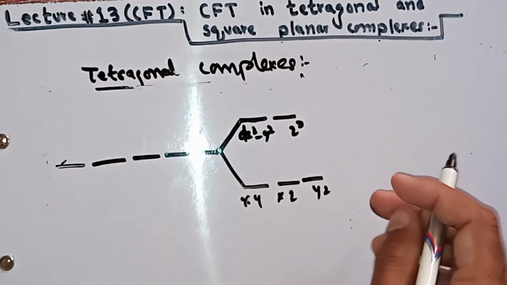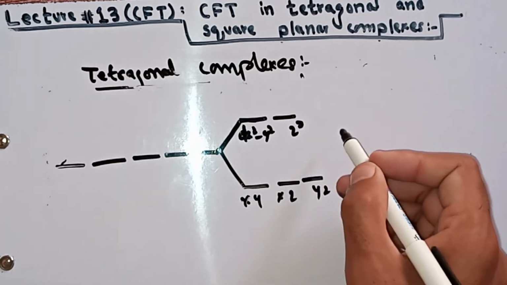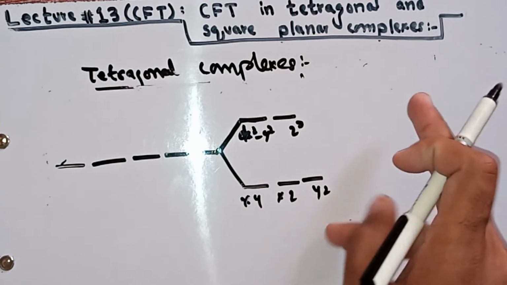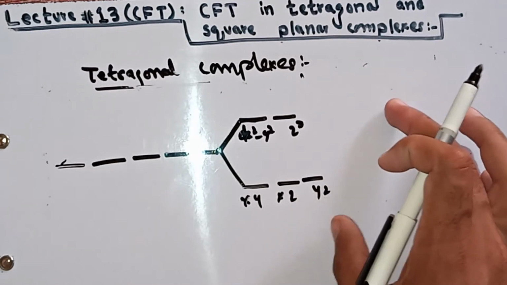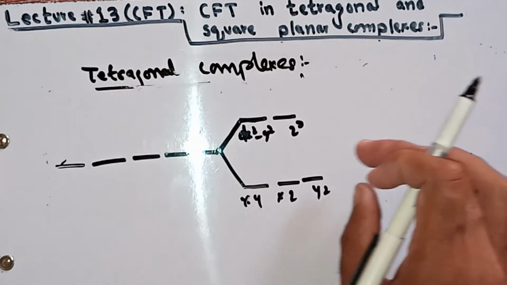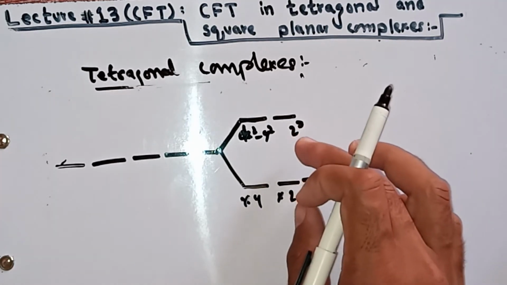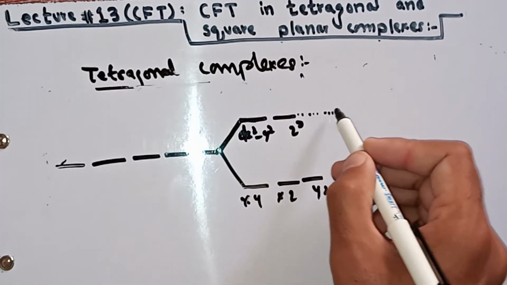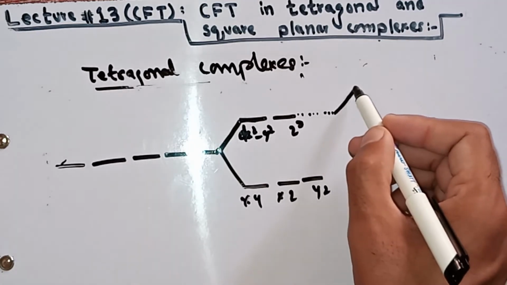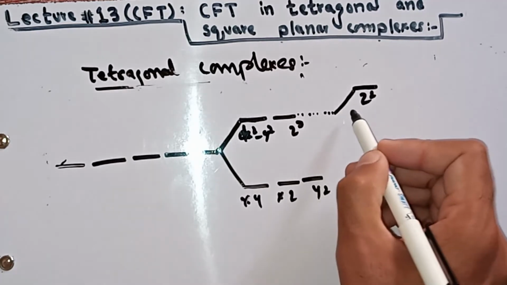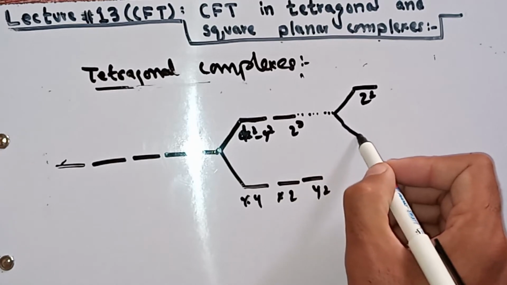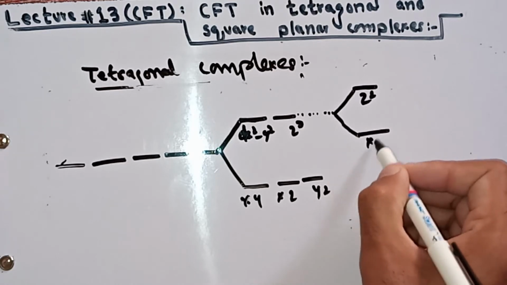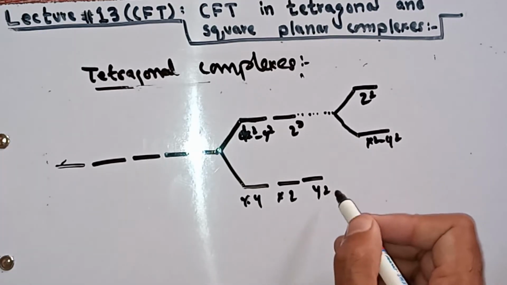So what will happen if the two ligands that are approaching along the z axis are very strong ligands? When they are stronger, their energy will be increased because there is effective interaction. So the energy of dz square will increase, while the dx square minus y square energy will decrease.